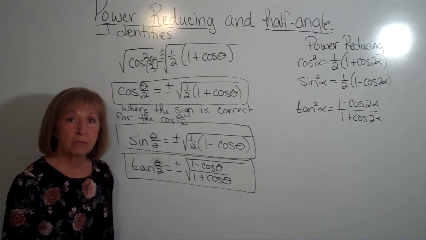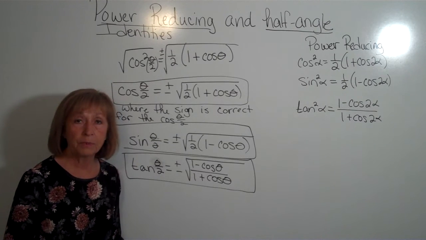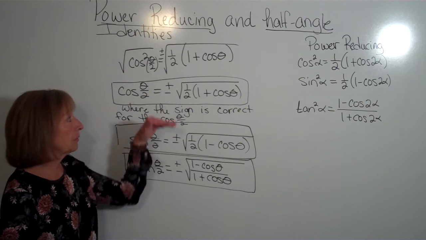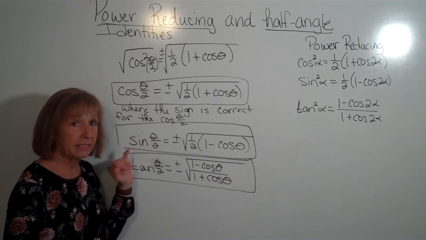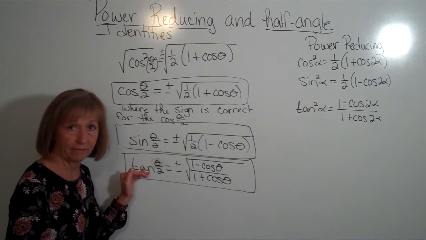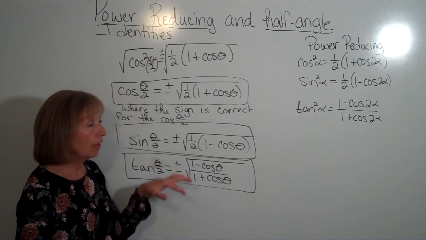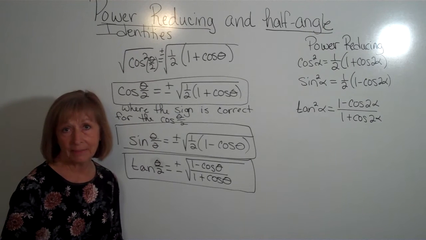Now, as also was stated before, these are 3 of the 6 trig functions. We also have the secant of theta over 2, which would be the reciprocal of this right-hand side. The cosecant of theta over 2 would be the reciprocal of that side. Cotangent of theta over 2 would be the reciprocal of that side. Okay, with all of these identities now developed and ready to go, let's look at some examples.